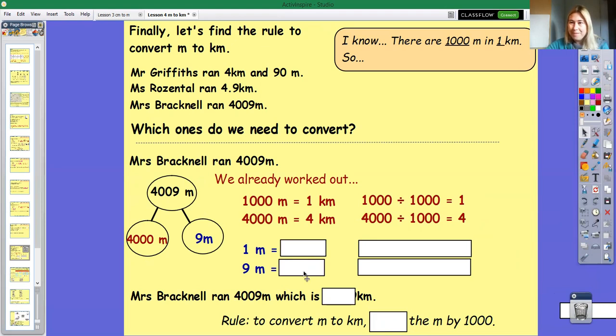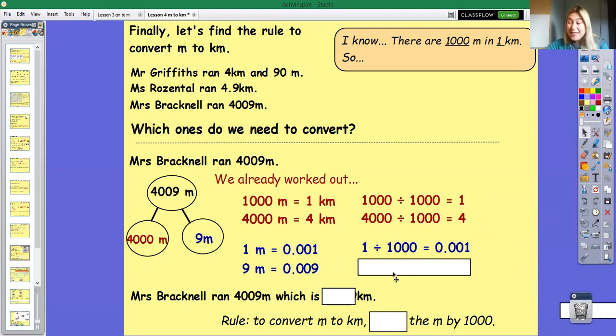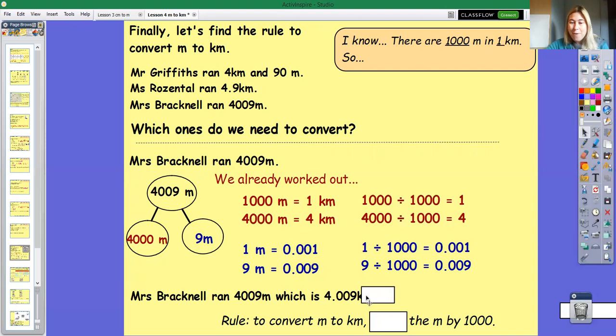Pause the video. Okay, so if we need to divide by 1,000, then hopefully you know that 1 metre is 1,000th. Okay, so we've got 0.001. So 9 metres would be 9,000ths of a kilometre because we need to divide our 9 by 1,000. So Mrs. Bracknell ran 4,009 metres, which is 4.009 kilometres, 4 kilometres and 9,000ths of a kilometre.